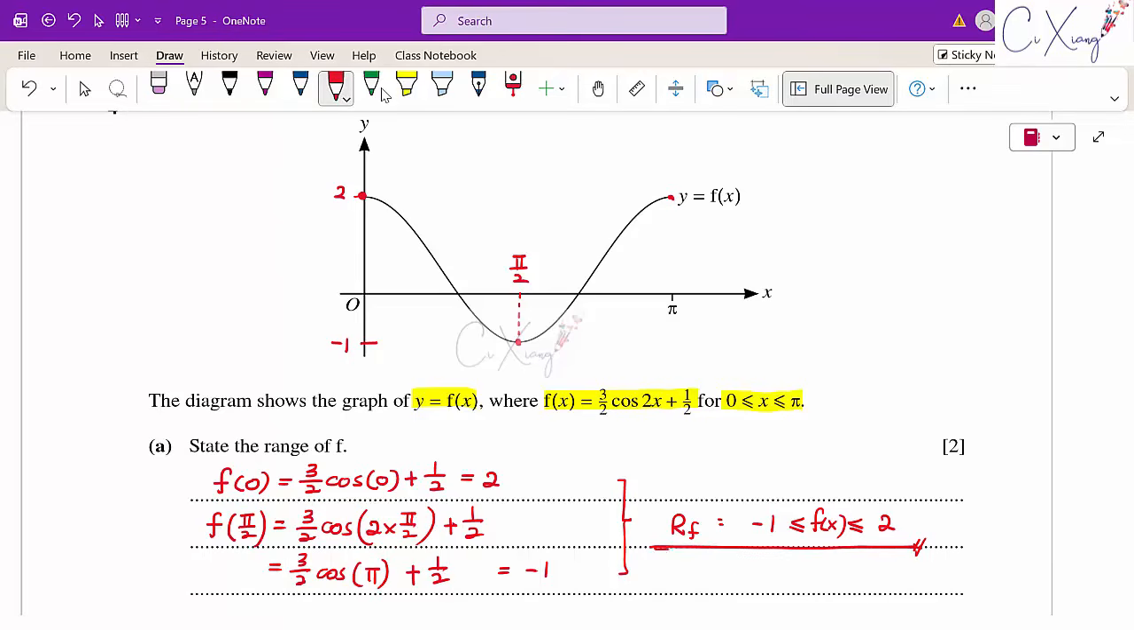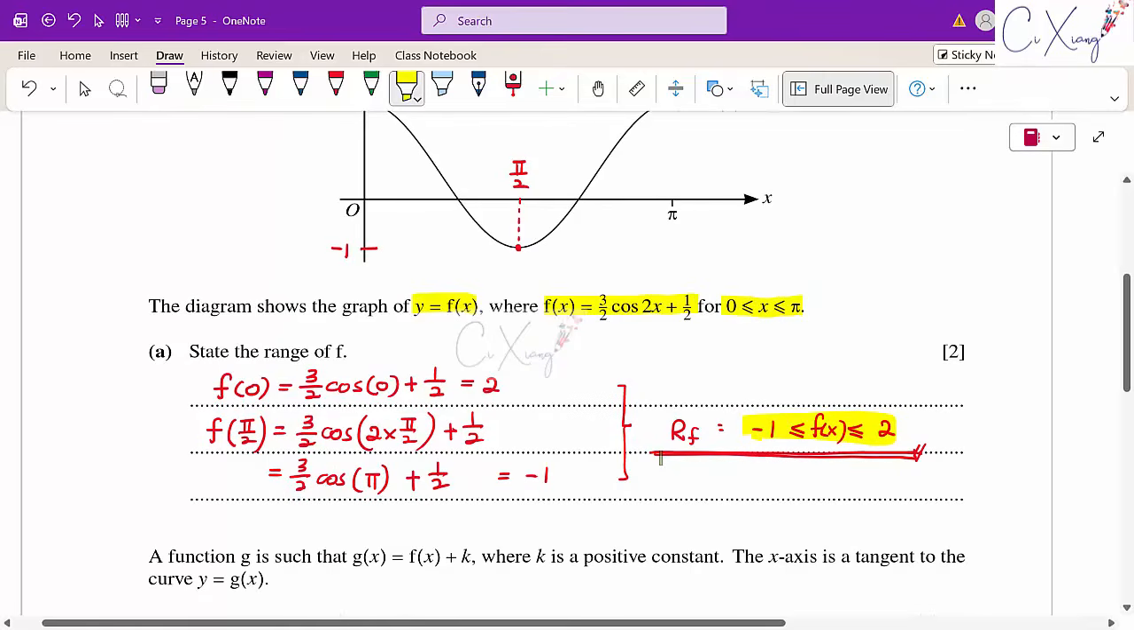This is basically how we find out the range. Alright, or some students prefer to apply the transformation of graph starting from cos 2x first, then slowly modify your graph, shift your graph, transform your graph, then only you get a final answer for the graph also. Alright, so there is more than one way to get the answer for this part, right? Okay, this is what we have for part A.